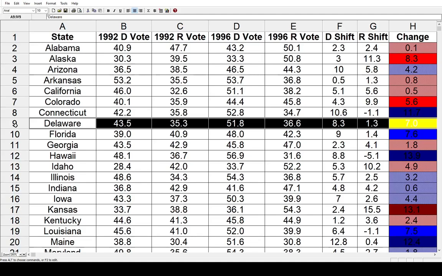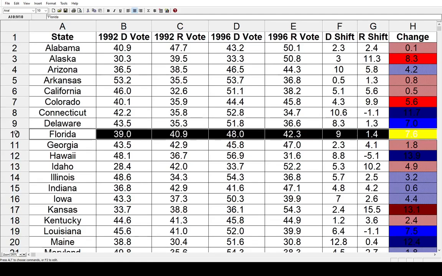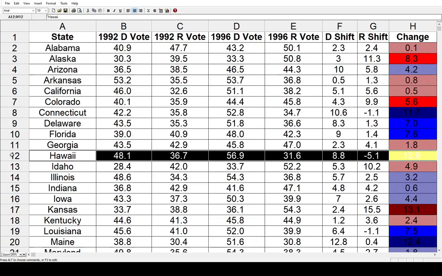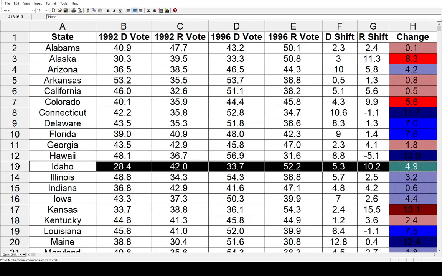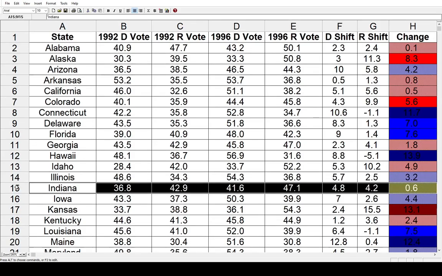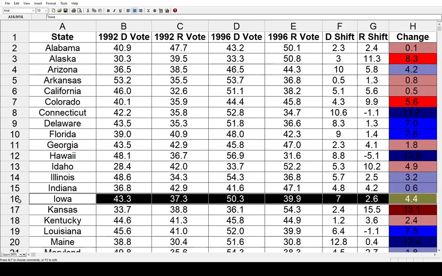Delaware went an even 7% toward the Democrats. Florida went 7.6 away from the Republicans. Georgia's another state that Clinton won in 92 but lost in 96, and that shifted 1.8 toward the Republicans. Hawaii went a big 13.9 toward the Democrats. Idaho went the other direction by 4.9. Illinois shifted 3.2 toward the left. Indiana also went toward the left by 0.6. Iowa did the same by 4.4.